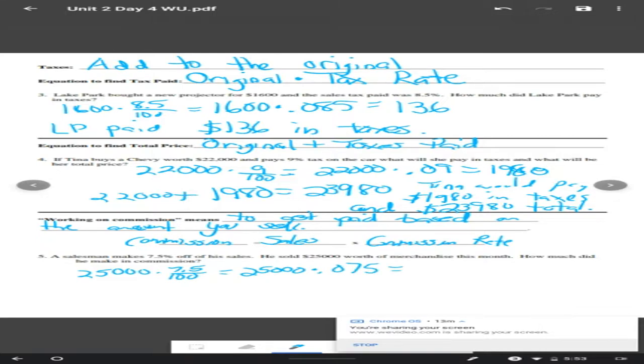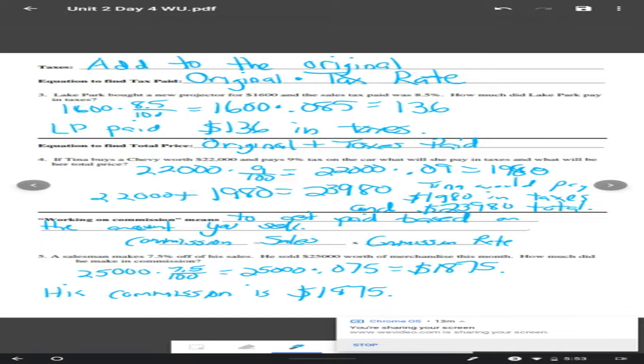So in my calculator, I'm going to punch in 25,000 times 0.075. And we should get $1,875. So his commission is $1,875 for that month. So you just multiply those two.